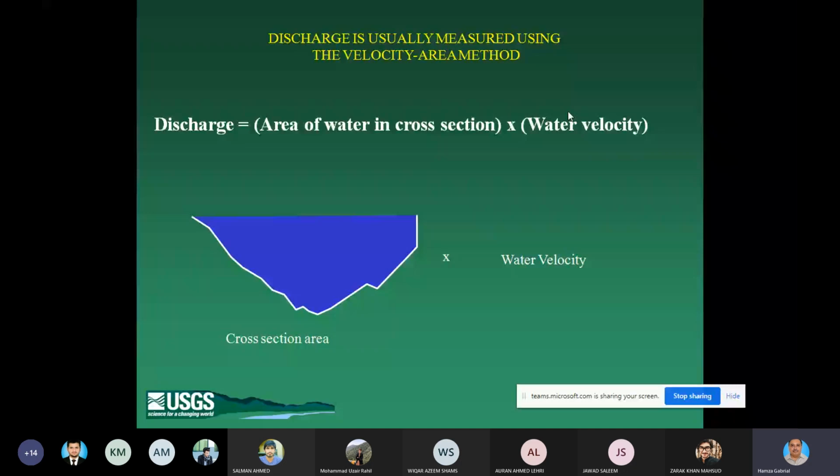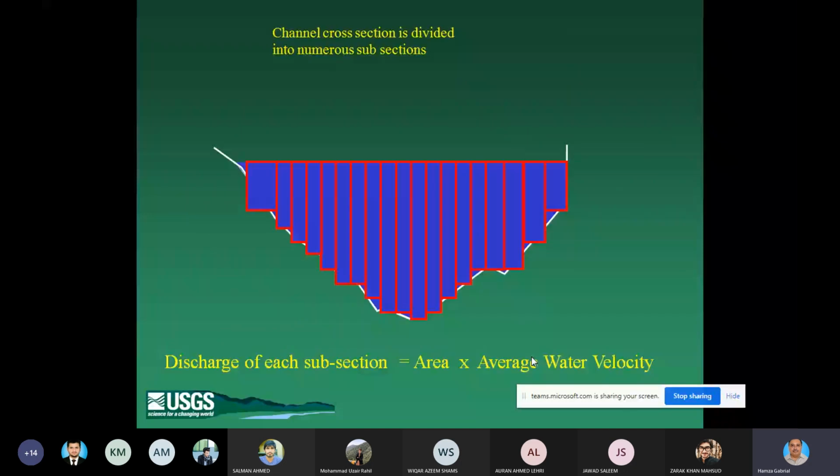So discharge Q is equal to area into velocity. So cross-sectional area, this is the cross-sectional area. So this is very irregular, multiplied by the water velocity. So irregular cross-sectional area, difficult to measure. For simplification, what we do is we divide it into numerous subsections, rectangular numerous subsections.